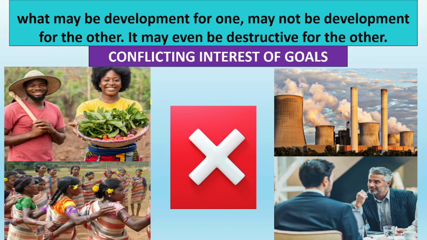In this slide, we will discuss the conflicting interests of the goals. Carefully observe this slide. On the left side, we have agriculture labor and some laborers as well as some tribal women. On the right side of the slide, we have a very big industry as well as some entrepreneurs discussing an industry. For agriculture labor and tribal persons, daily wages, a good output in agriculture fields, a healthy and sustainable environment, and protection of the forest are their common goals.